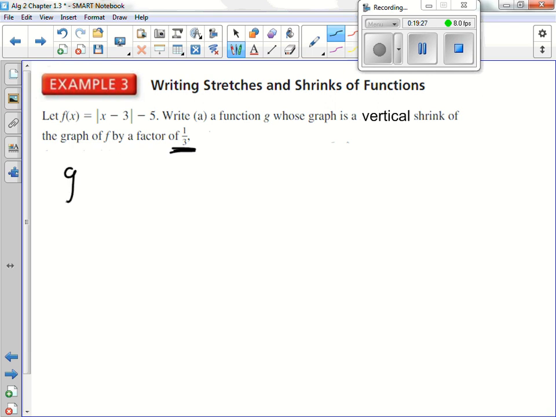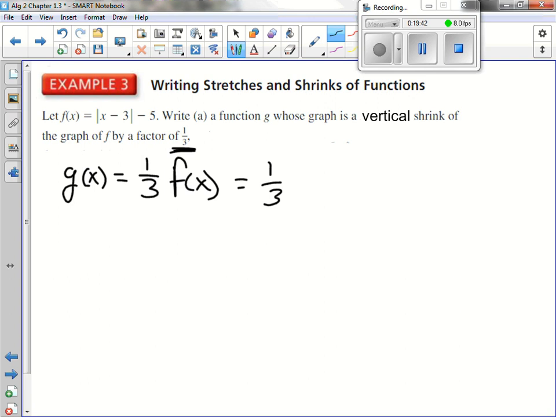So what we're going to do, g of x, I'm going to write it out, is equal to 1/3 times f of x. Just like with the last one, we're multiplying the whole thing by 1/3, because when we do a vertical stretch or shrink, we multiply the whole function by it. Now our function is the absolute value of x minus 3 minus 5. So I'm going to multiply both of these by 1/3.